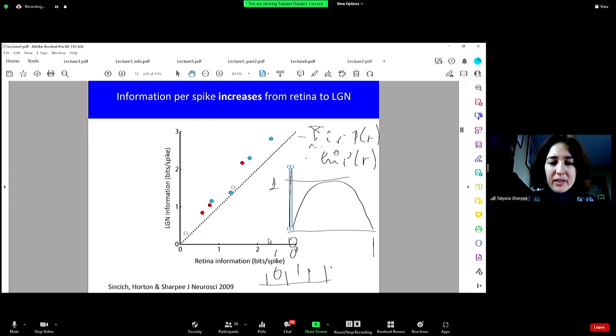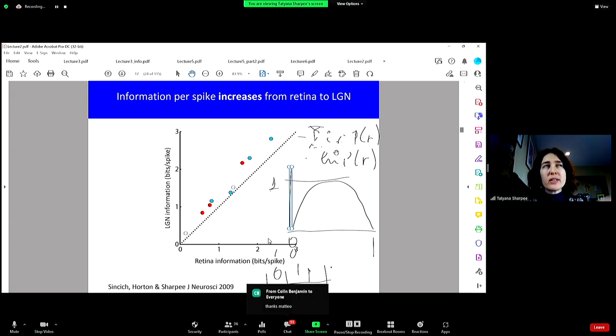So now we covered this. You shouldn't be surprised when you see more than one bit per spike, and that a neuron can convey more information than one bit if we take into account sequence of words.